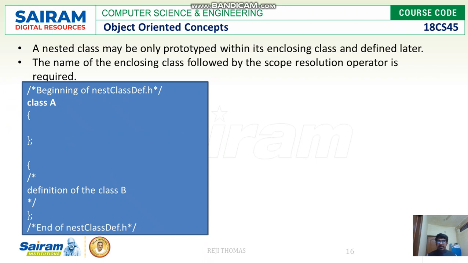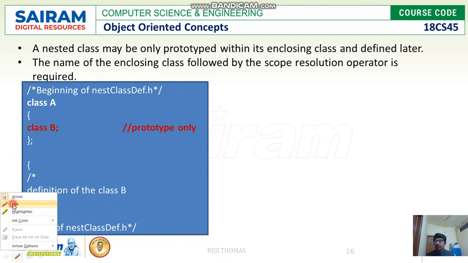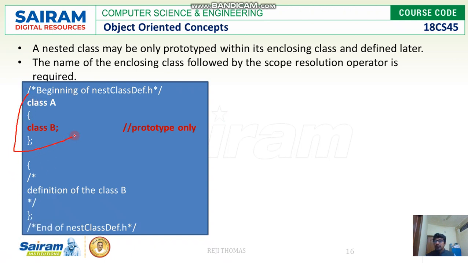There is another thing about nested classes. If you want, you can write only the prototype in the enclosing class. If you look at this, we have class A, and class A does not have anything other than class B. We just wrote the prototype. We have not defined what class B actually does inside this. Only the prototype. Now you are going to define this outside the class.